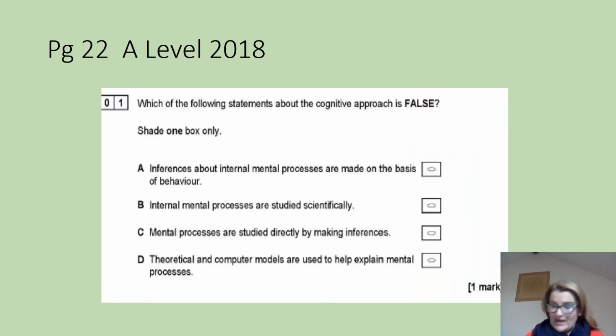Okay, again on page 22, which of the following statements about the cognitive approach is false, i.e. incorrect? So is it false that inferences about internal mental processes are made on the basis of behaviour? Is it false that internal mental processes are studied scientifically? Is it false mental processes are studied directly by making inferences? Or is it false theoretical and computer models are used to help explain mental processes? So it's quite a tricky question, this one. Take your time with it.